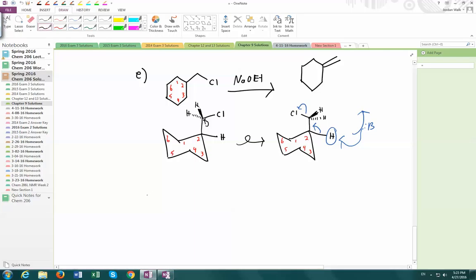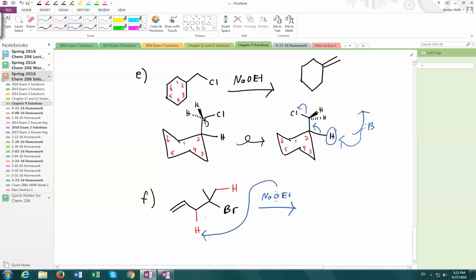So for F, we've got this right here. And so we have a beta hydrogen at this position, and then we've also got a beta hydrogen at this position. So we can eliminate either perfectly fine. Which is going to be favored? The one going down. Yeah, so let's see what happens.